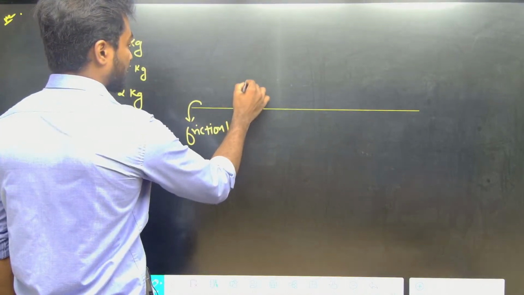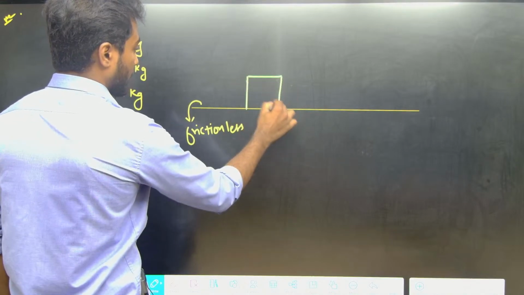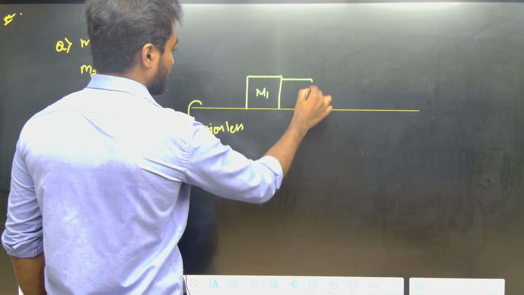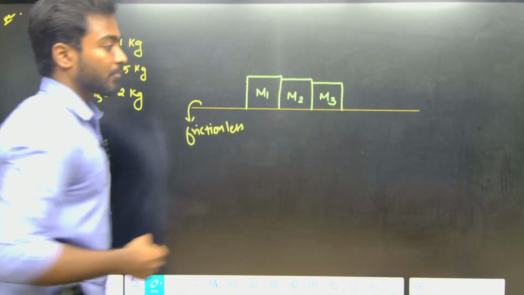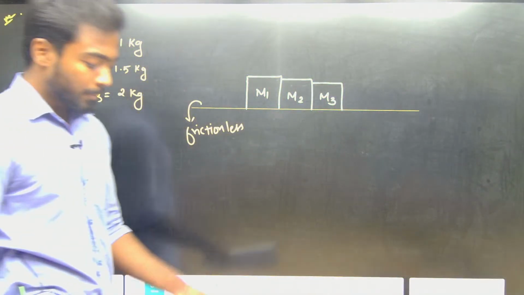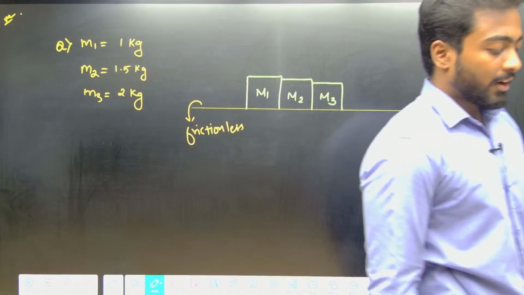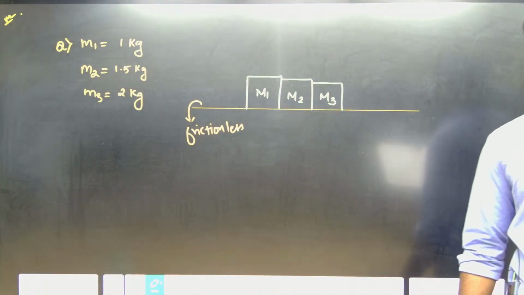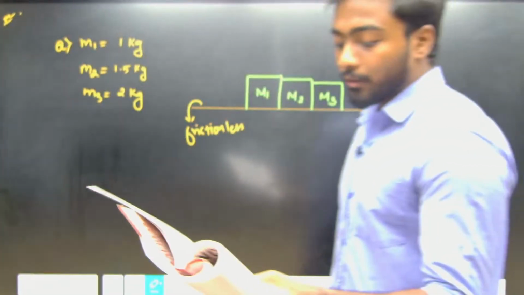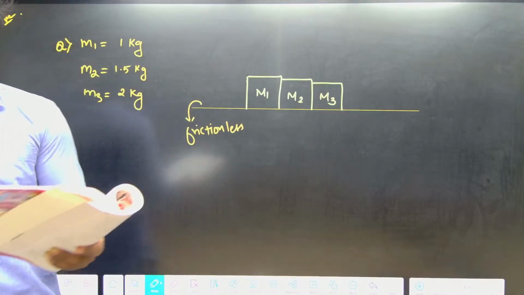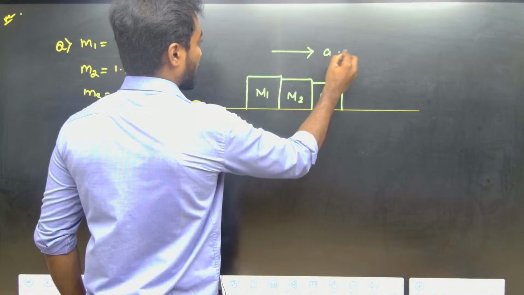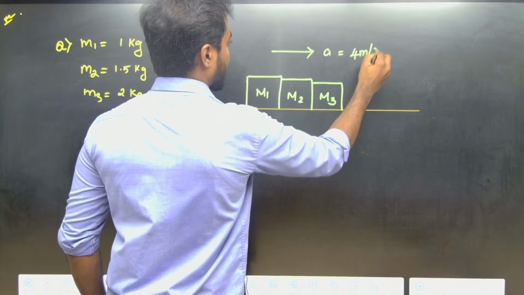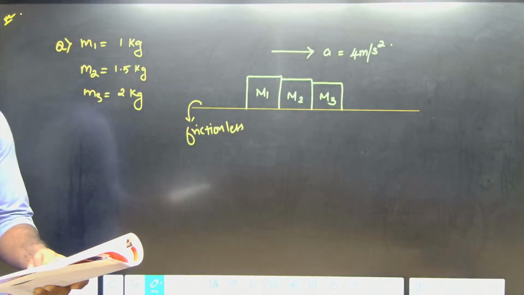Let me take the masses. This is my M1, M2, M3. Okay, up to this the question is clear. Now the next part of the question: find the horizontal force F needed to push the blocks as a single unit. The acceleration they have given is A equals 4 meter per second square.